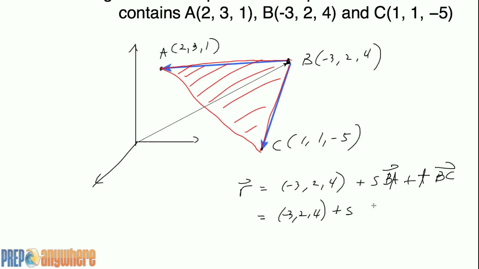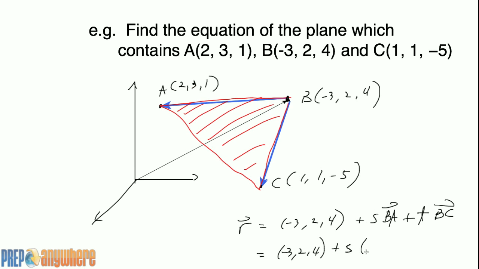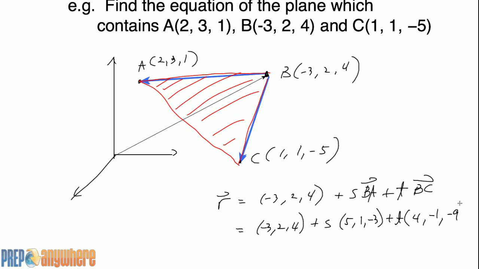So S BA is going to be 2 minus -3, so it's 5. 3 minus 2 is 1. 1 minus 4 is -3. T BC: 1 plus 3, so 4. 1 minus 2 is -1. -5 minus 4 is -9. Like that.